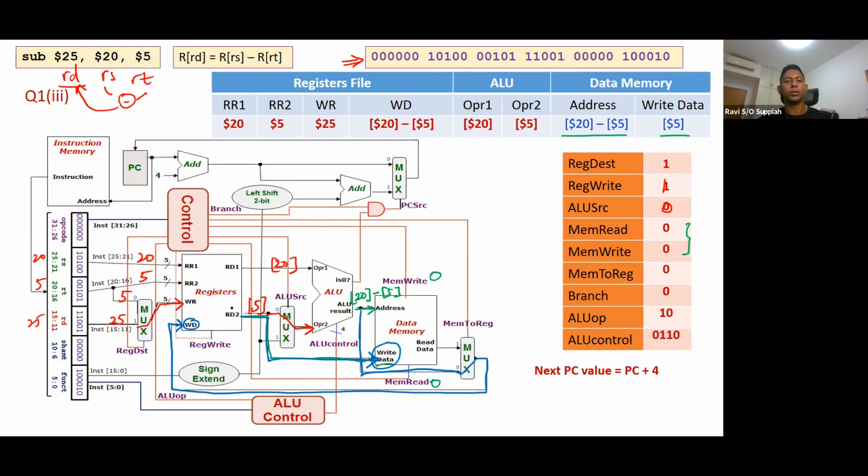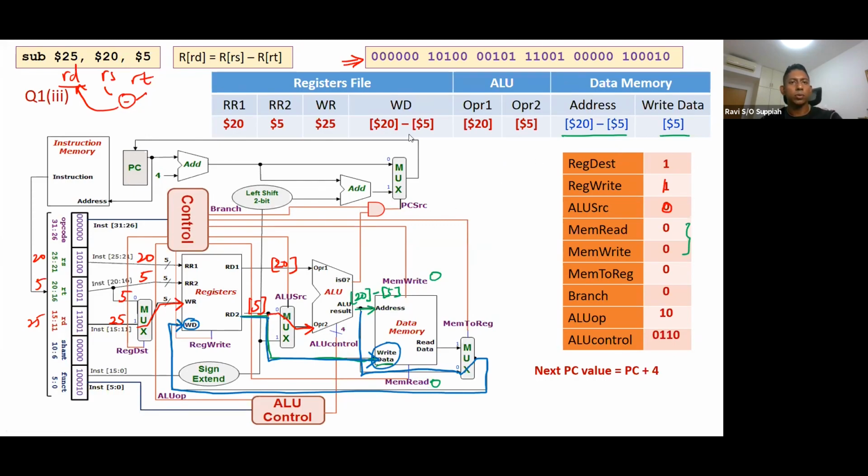What is coming out of RD2 is actually the content of register 5, so that will automatically come to the write data pins of the data memory. Similar to the address: the address will have the value of register 20 minus register 5, because that is the ALU result. So that connection is also hardwired. But the address and data bus connections for data memory will not have any effect because memwrite and memread are both 0.